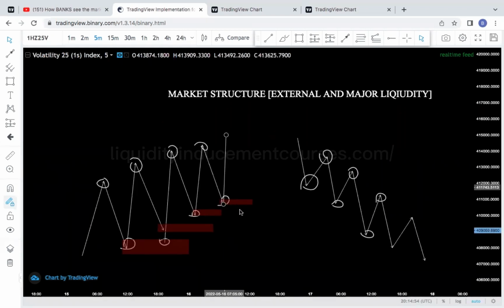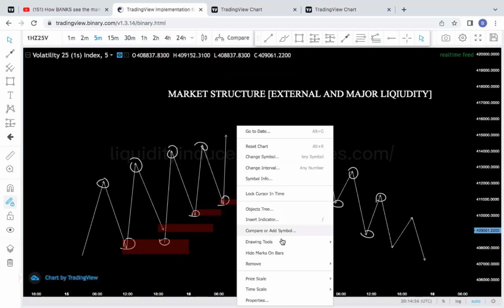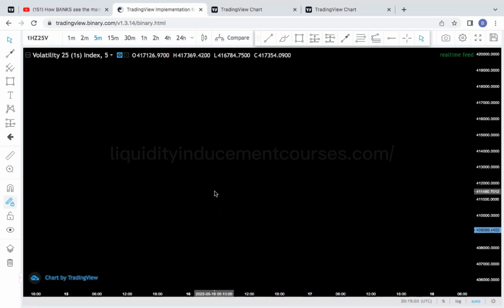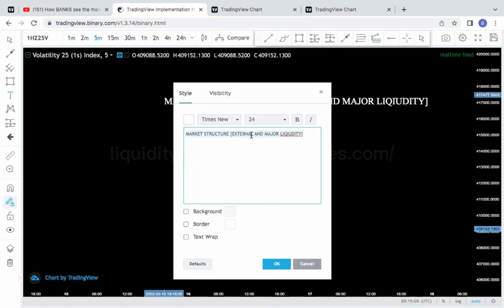So I can clear this out right now. Let's do two types of structure. Oh, okay, that's too fine. Let's say, yeah, two types of structure.